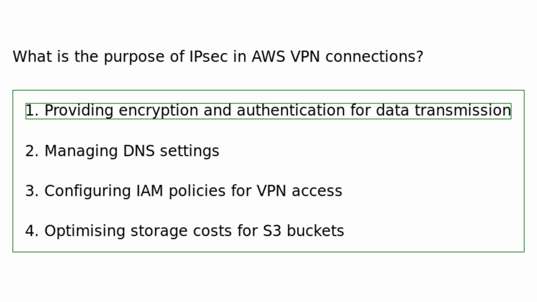IPsec in AWS VPN connections provides encryption and authentication mechanisms for securing data transmission between on-premises networks and VPCs, ensuring data privacy and integrity during communication.